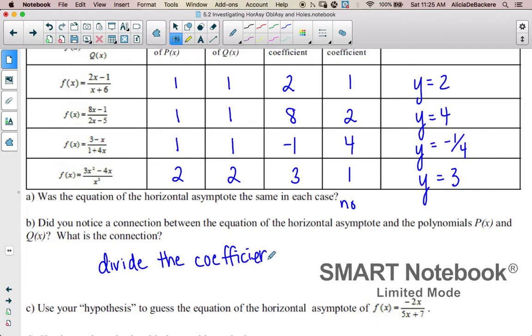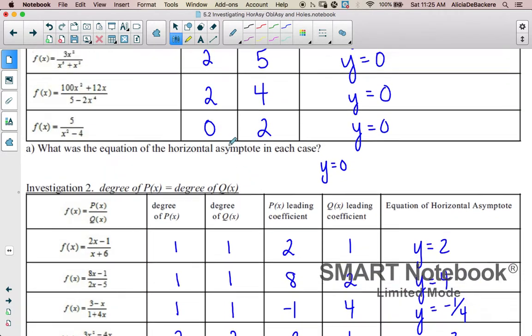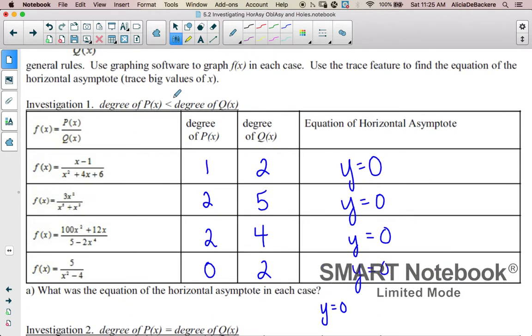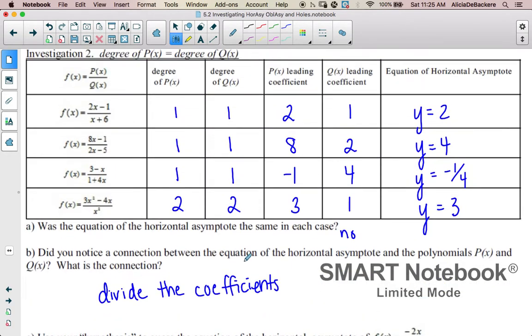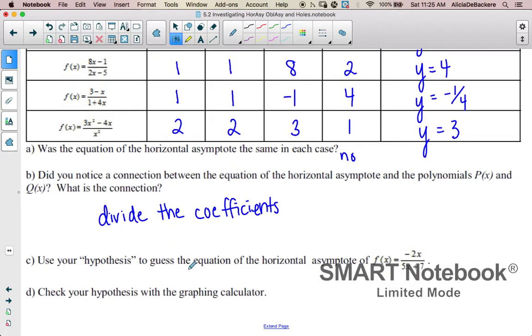Now notice, how do I know what to do? The first table was all about what happens when the degree of p(x) is less, so the bottom degree is bigger, then it's 0 for my asymptote. It's when the degrees are equal to each other that I use this trick of dividing the coefficients.